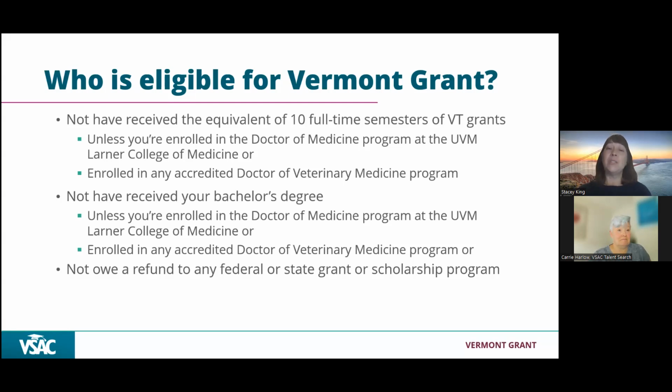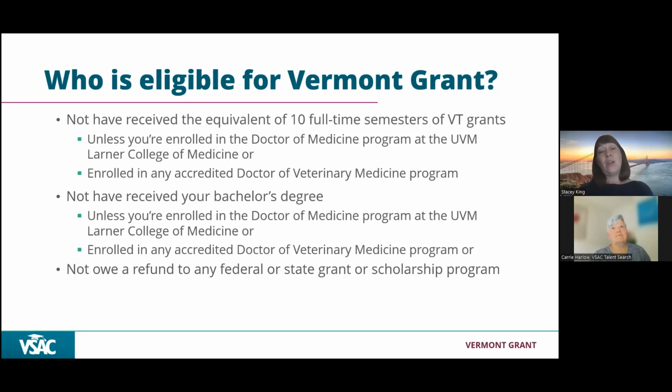The exceptions are if you are then enrolled in a Doctor of Medicine program at UVM, or enrolled in any Doctor of Veterinary Medicine program, you can exceed the 10 full-time semester limit. Also, for the Vermont degree grant, you cannot have received your bachelor's degree, but we will talk about the advancement grant later, which is eligible to bachelor's holders. And again, the exception to not having had your bachelor's degree would be if you are in Doctor of Medicine or Doctor of Veterinary Medicine programs.